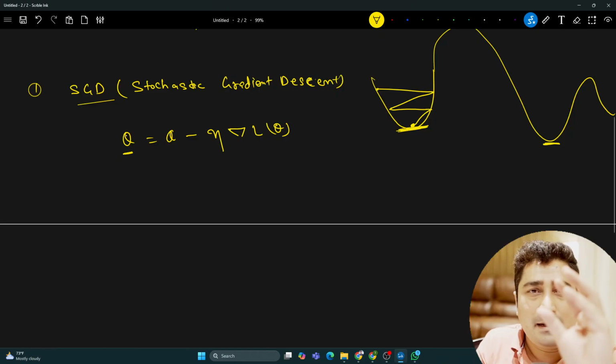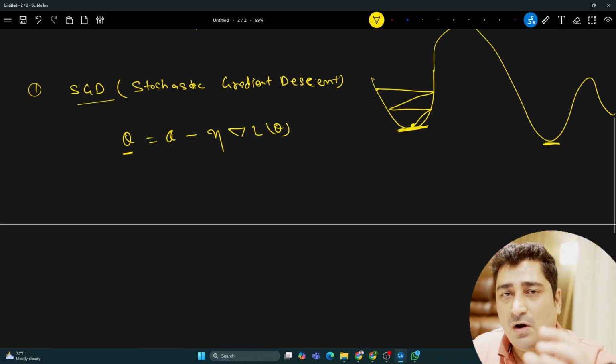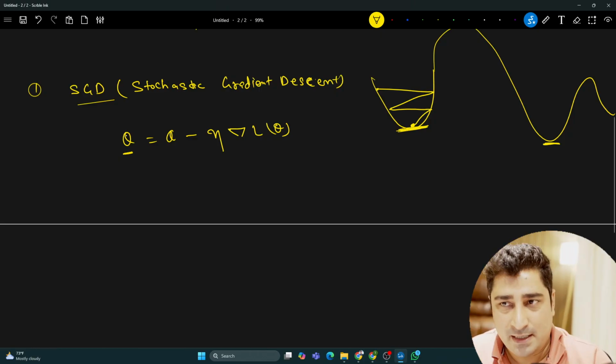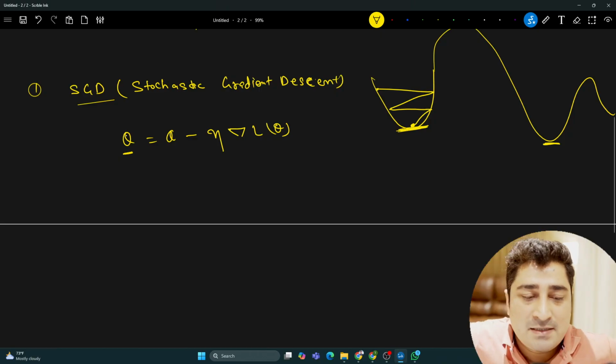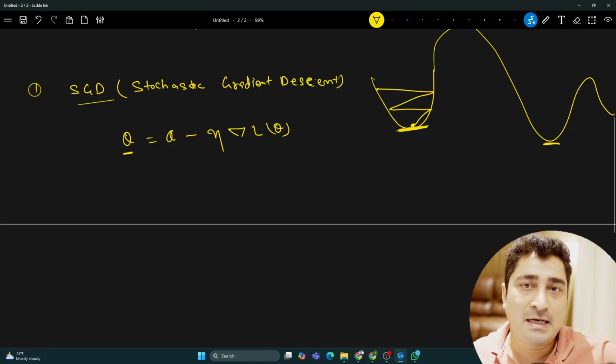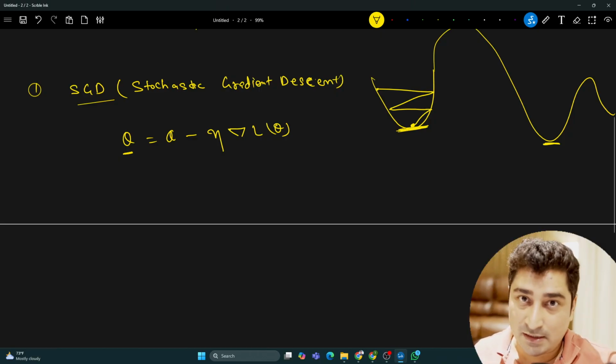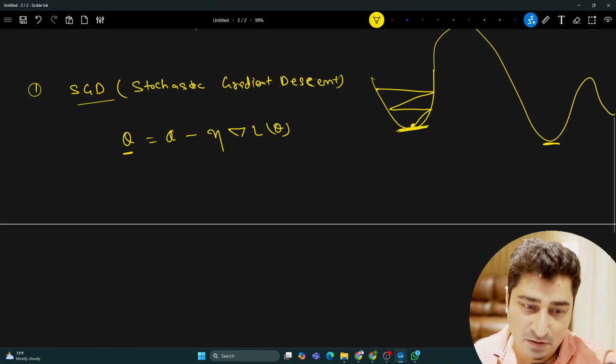Local minima means just trying to decrease the loss based on a couple of data inputs, right? And that is a big problem that you will find with stochastic gradient descent. The second problem is that it never adapts the learning rate, the constant that we are going to use, the eta that we are going to use.